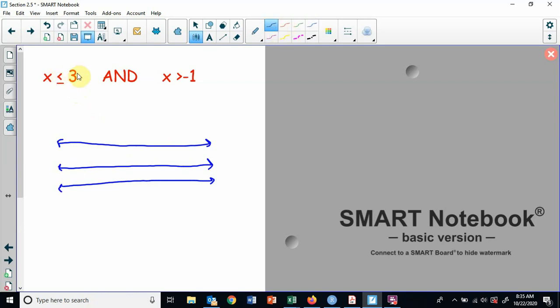This is x is greater than 3. That's what the top graph is for. X is less than or equal to 3. My bad, you can't read. We're going to graph on the top graph, x is less than or equal to 3. On the middle graph, we're going to graph x is greater than negative 1. And then the bottom graph will be our answer, and we'll talk about that in a second, okay?